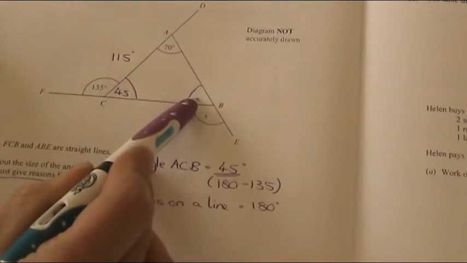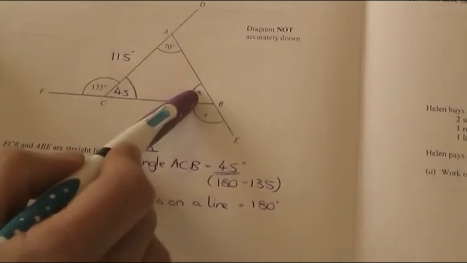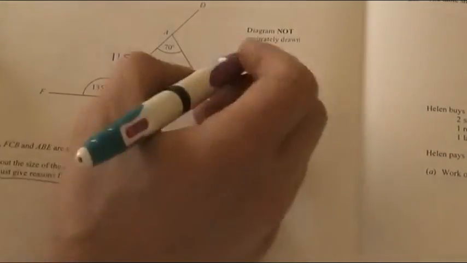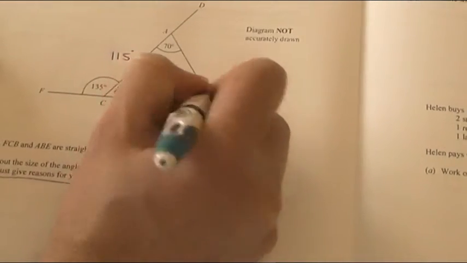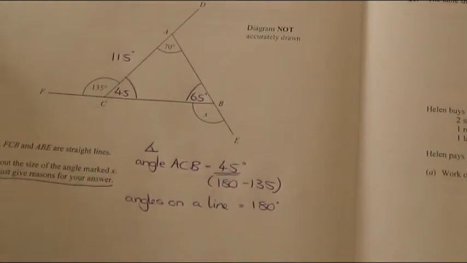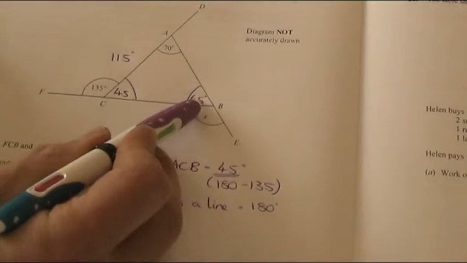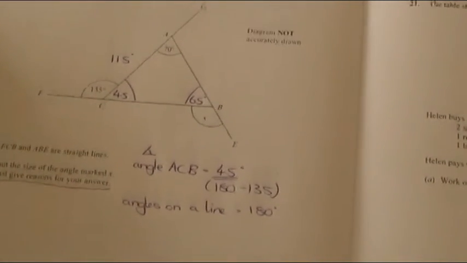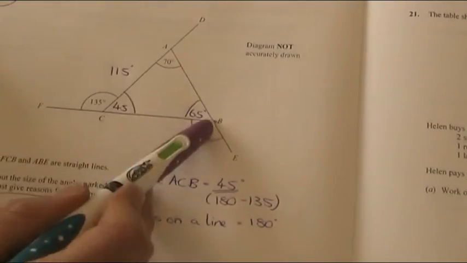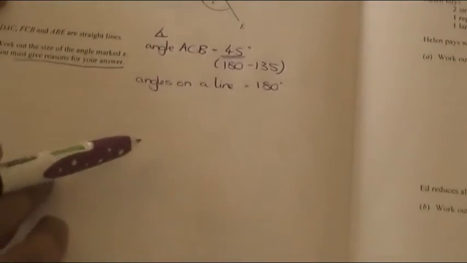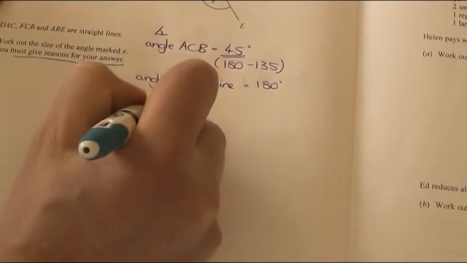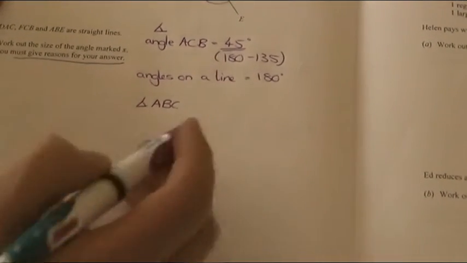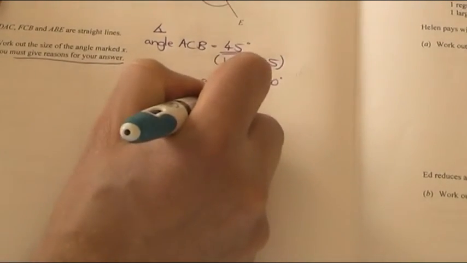Now the difference for this one is a triangle. So these add up to 180. If that's 115, that must be 65 degrees. 115 plus 65 is 180. So now I've got to write that down in this fashion again. I'm going to call this angle ABC. So angle ABC, I didn't write the word angle this time, is 65 degrees.